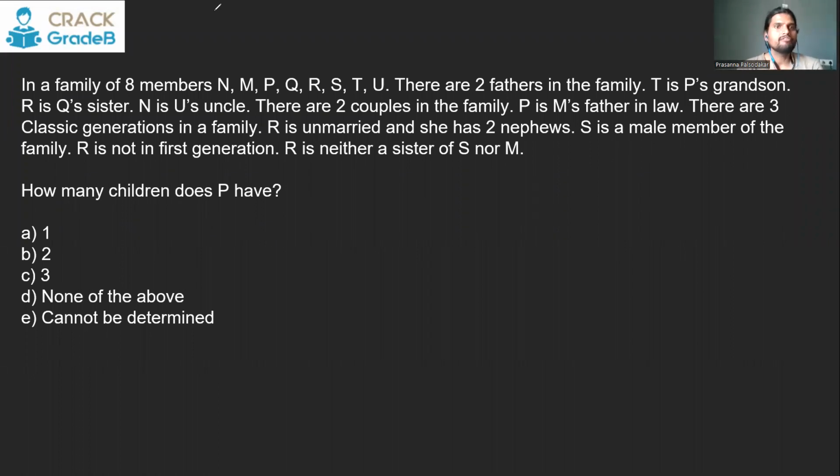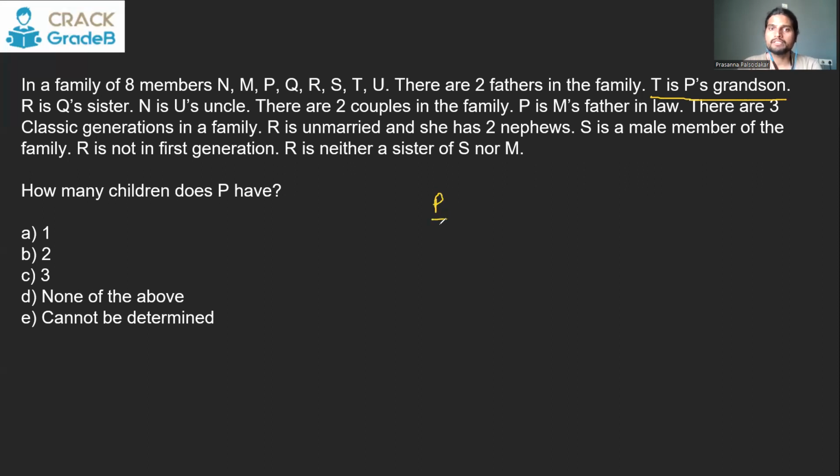It says in a family of 8 members, N, M, P, Q, R, S, T, U, there are 2 fathers in the family. T is P's grandson, R is Q's sister, N is U's uncle. There are 2 couples in the family. P is M's father-in-law. There are 3 classic generations in the family. So we can start with any statement, but where the maximum generations are covered, we rather start with that one. Because it says T is P's grandson, we can start with this statement.